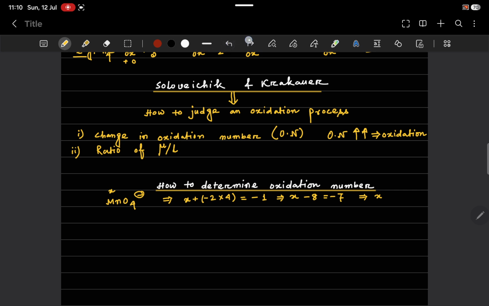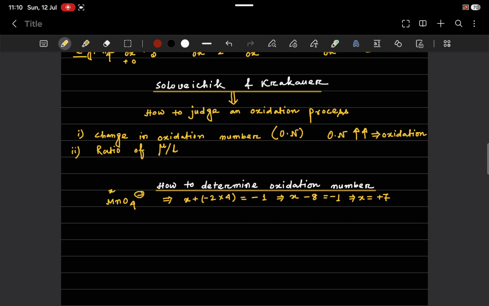Sorry, that will be -1. Then x equals +7. This is an inorganic species. You can easily find out the oxidation number of manganese, because I think you have already gone through how to find the oxidation number of any metal in a radical anion or radical cation from your class 11th or 12th standard book. I hope so.